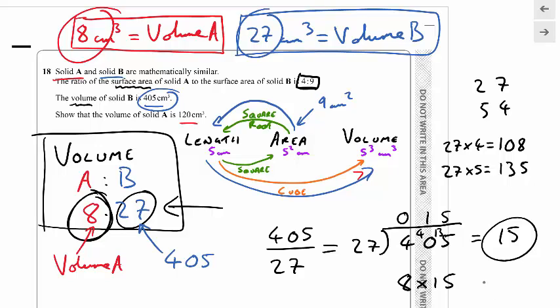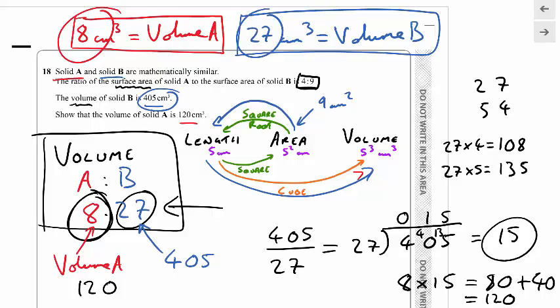Well, 8 times 10 is 40, but then I'm going to have to plus on 5 times 8. Sorry, I did that wrong. Let me do that again. 8 times 10 is 80. Okay? And then I'm just going to have to add on 8 times 5. Well, 8 times 5 is 40. So this comes to 120, as expected. So therefore, volume A is 120.